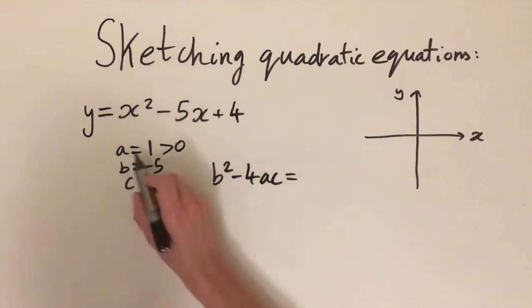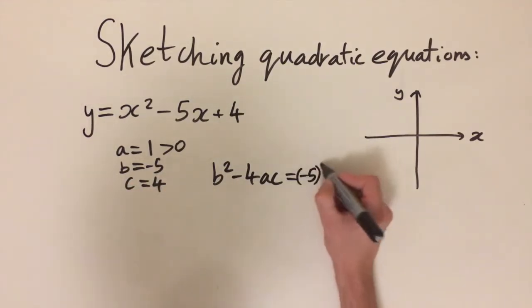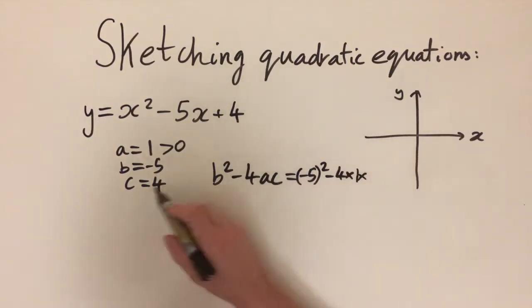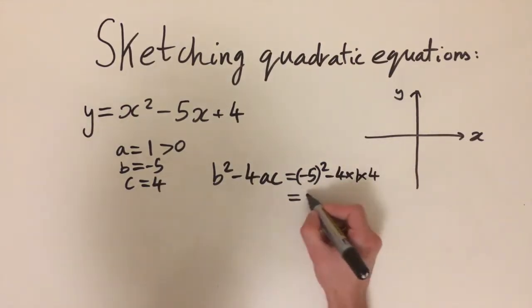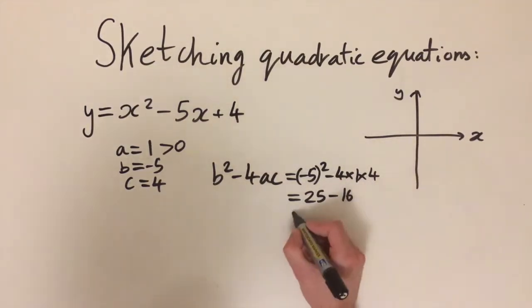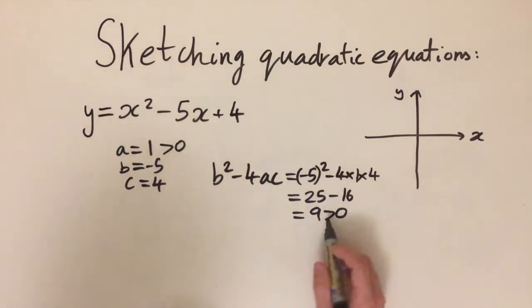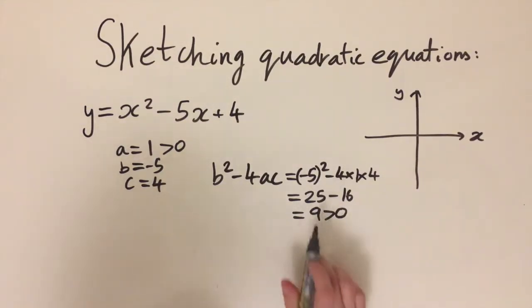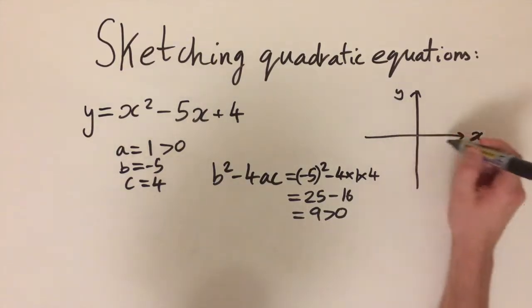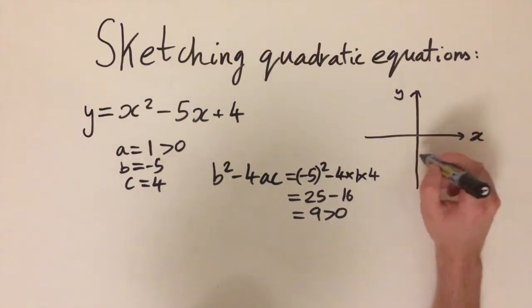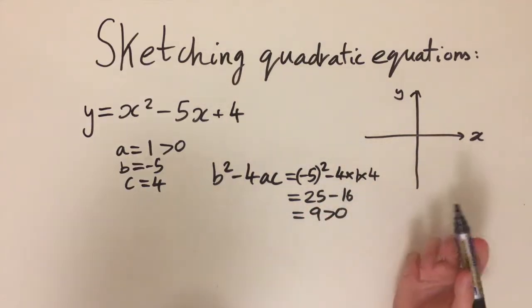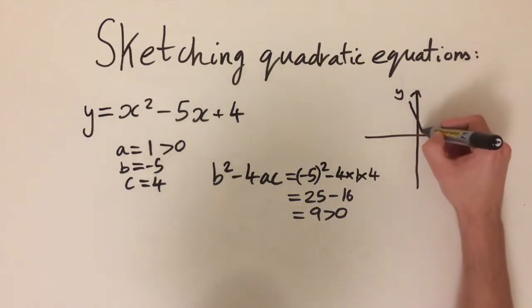So if we sub in these numbers in here, we'll have minus 5 squared minus 4 times a is 1 and times c is 4. So simplifying this, we have 25 minus 4 times 1 times 4 is 16, and this is 9, which is positive. So this right here tells us we have two real solutions, and this corresponds to the x-axis. So the graph is crossing the x-axis at two separate points. So this is when y equals 0. This is what the discriminant tells us.